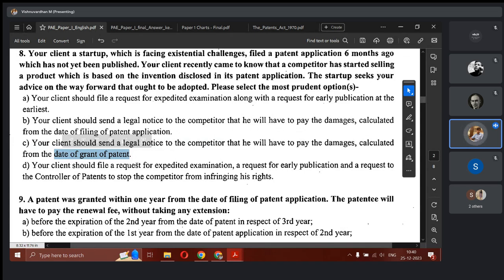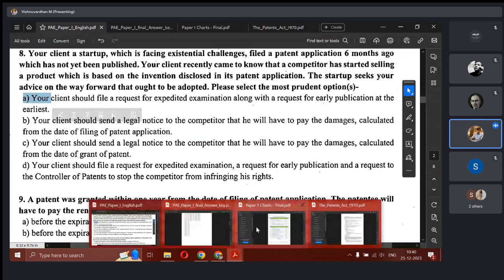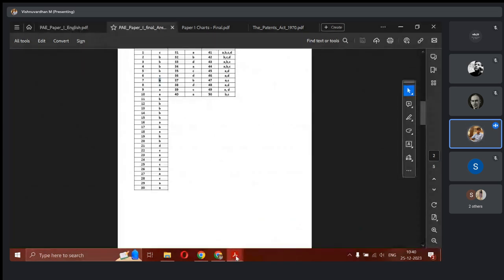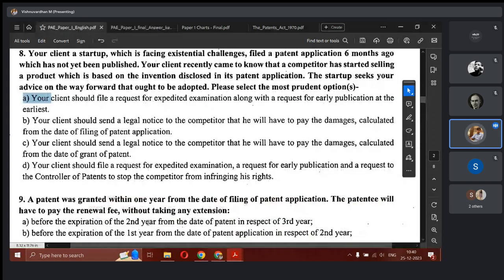Your client should file a request for expedited examination, a request for early publication, and a request to the controller of patents to stop the competitor from infringing his rights. See, the controller of patents can't do anything. So for you to stop the other guy, you'll have to send a notice to him only. There is no request to the controller of patent. There is no form for this. Okay. So the answer is A. 8 should be A. Are we right? So eighth one is A. Cool. So we have got 2 wrong answers now. So we'll keep track of that also.